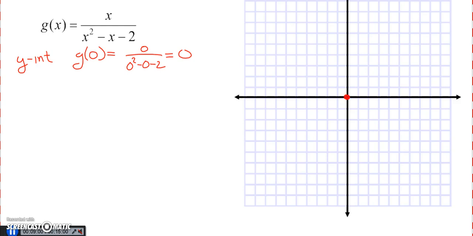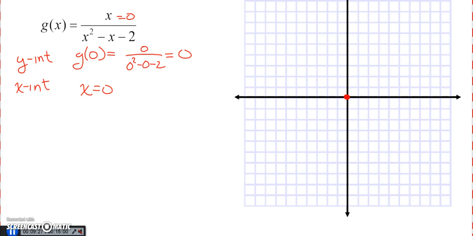I can find an x-intercept in a similar way. To find the x-intercept, I set the numerator equal to 0. Well, that same coordinate, 0, 0, the one I already plotted right here, is our x-intercept as well. Right now, we know we don't have any other x-intercepts or y-intercepts, which is good.